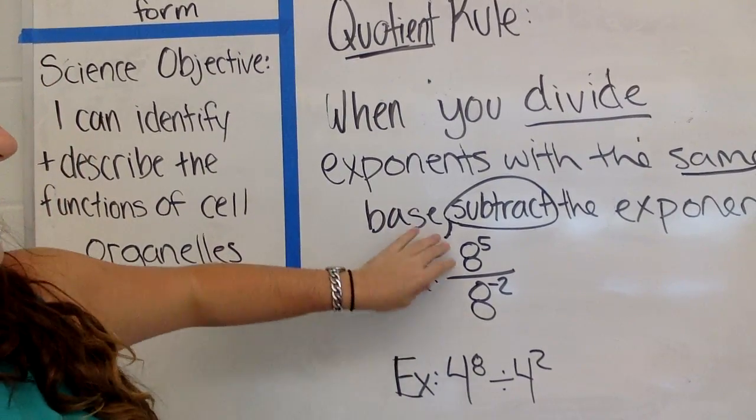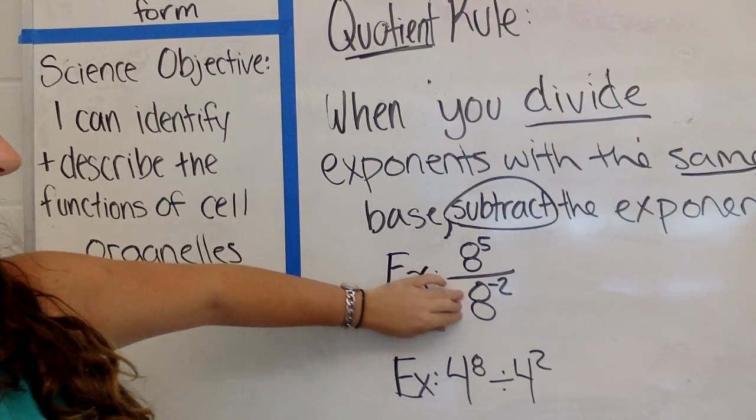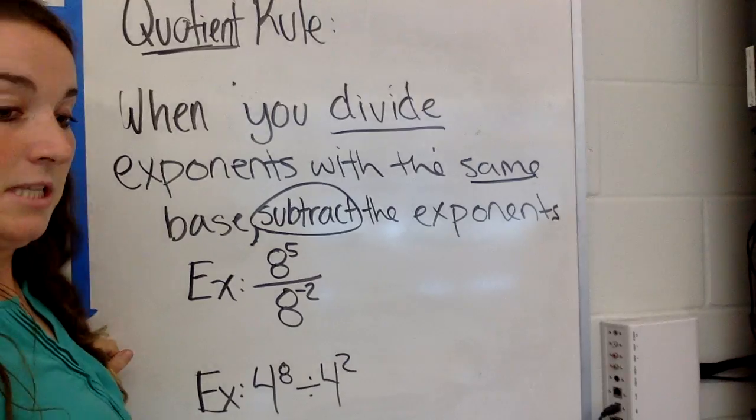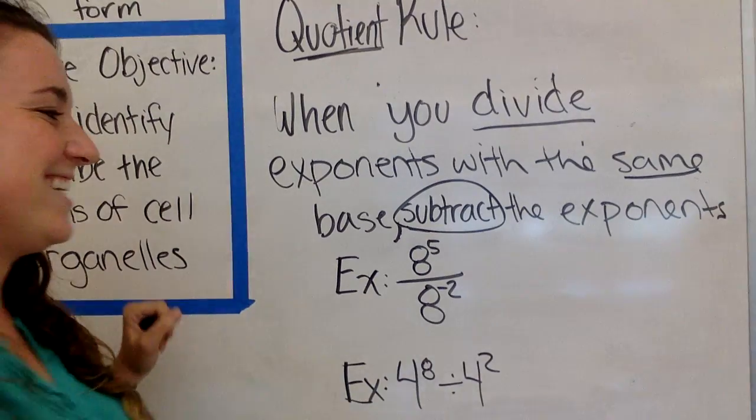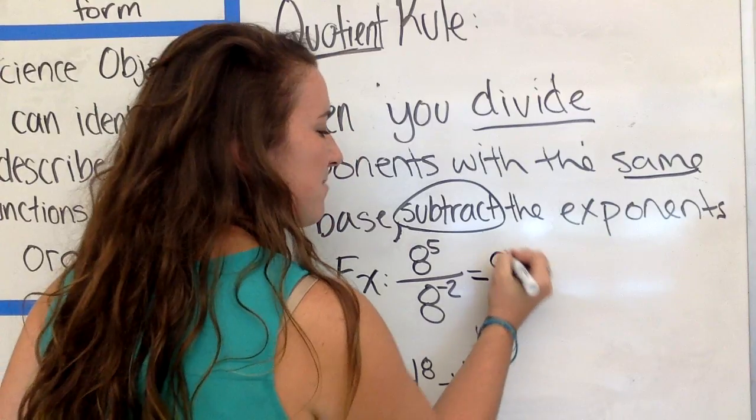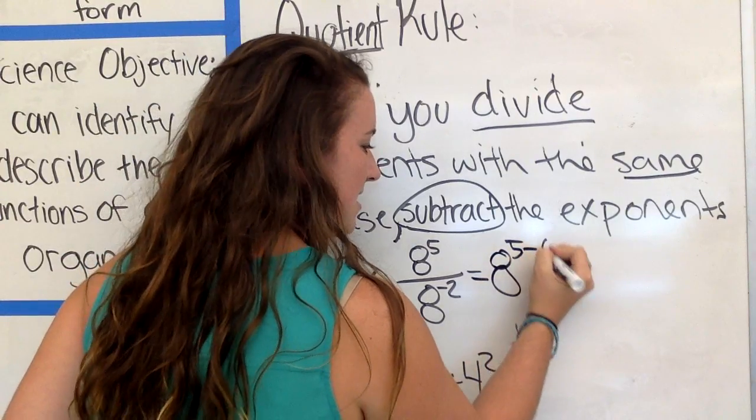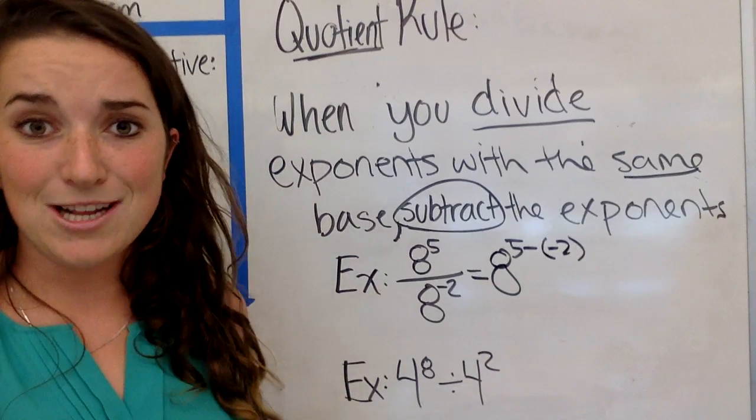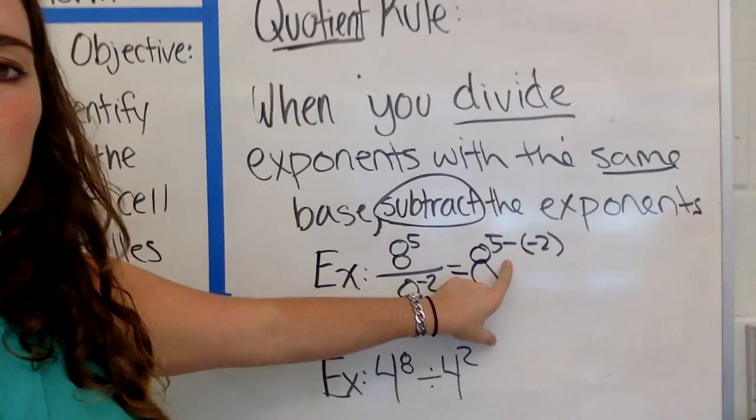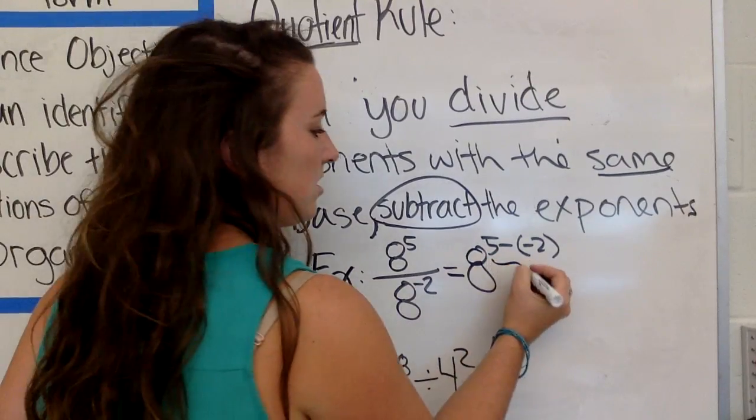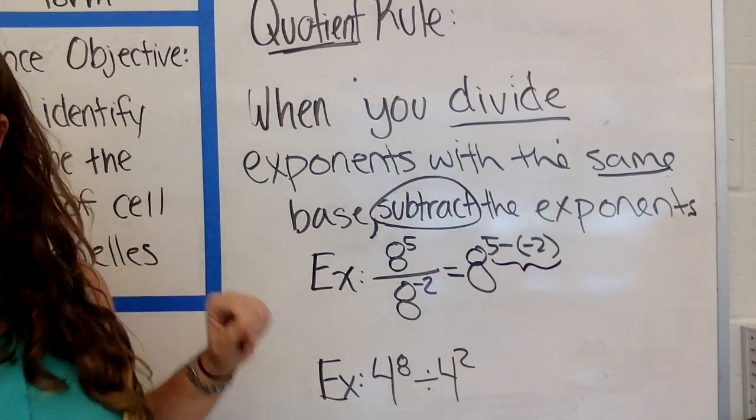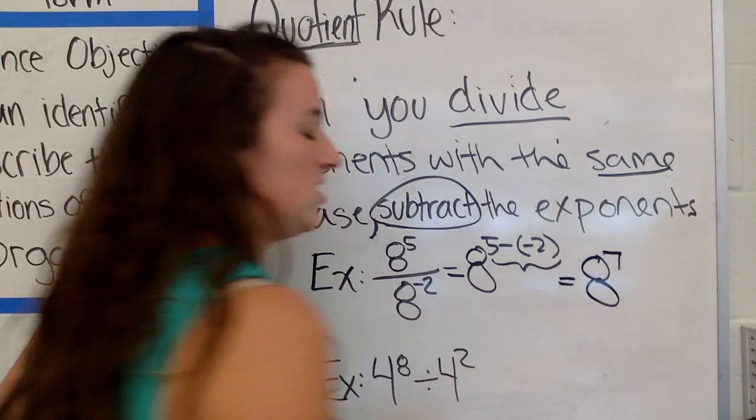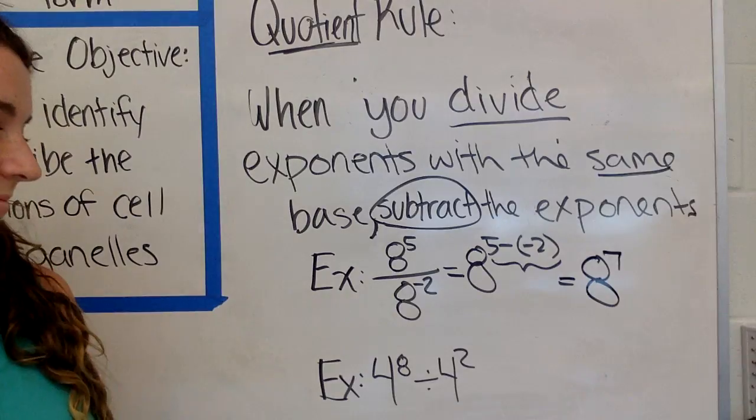All right, so our first example has 8 to the 5th over 8 to the -2. What does that fraction bar mean? Right, that fraction bar means division. So I am dividing, so we're going to use our quotient rule. So now I'm going to do 8 to the 5th power minus -2. If you remember how to do integers, go ahead and do it. If not, just plug this into your calculator the way that we learned how to plug integers into our calculator. So 5 minus -2 is 7, so this is the same as 8 to the 7th power.